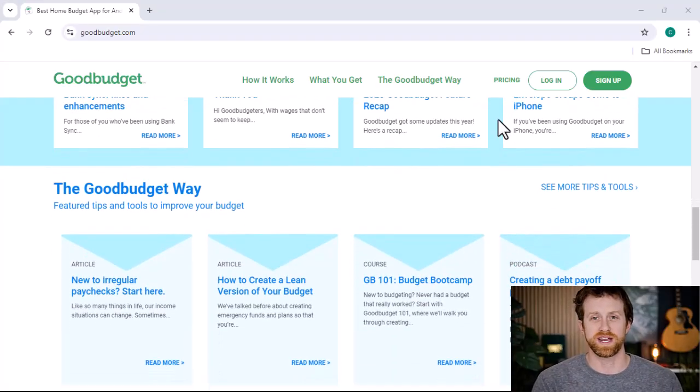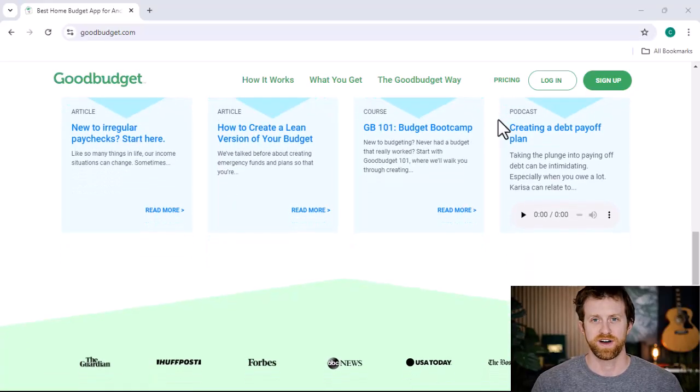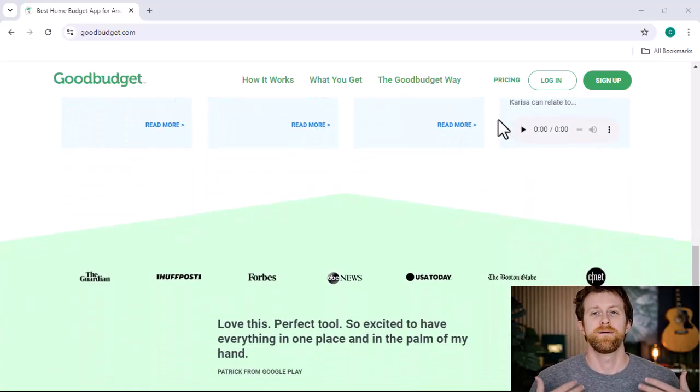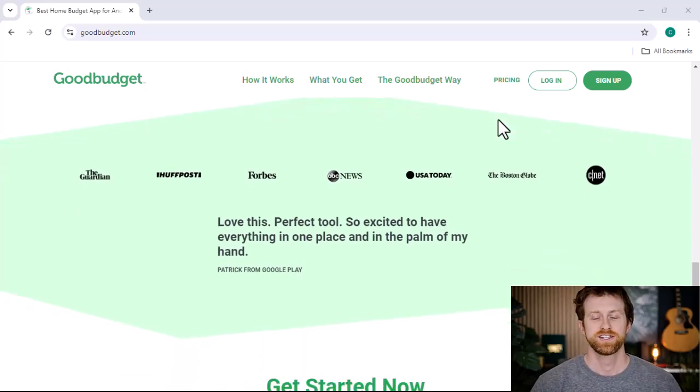By combining digital envelope allocation, manual or automatic transaction tracking, and household syncing, Goodbudget provides a structured framework to keep your monthly spending completely under control.